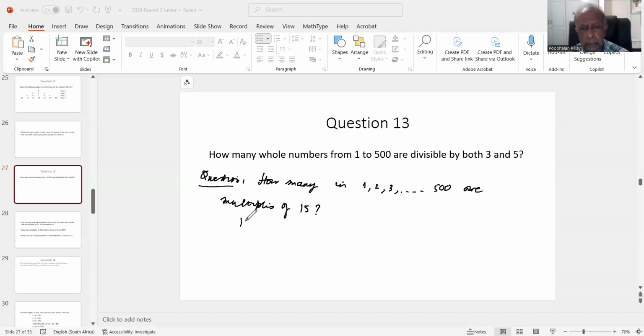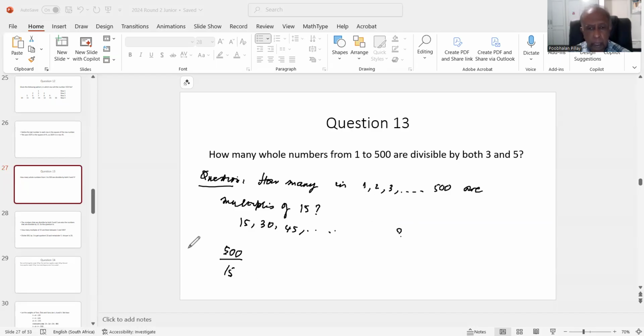Okay, so you can start with 15, and you can go to 30 and 45. Question is, where does it end? And how many are there? The way to do that is actually to see how many 15s there are in 500. And how many 15s are there in 500? Just division.